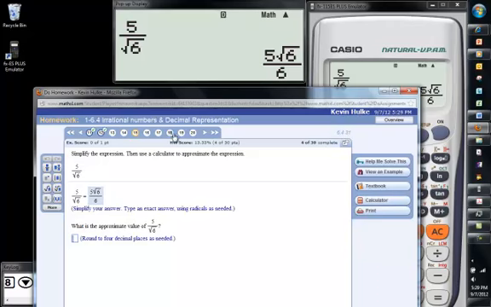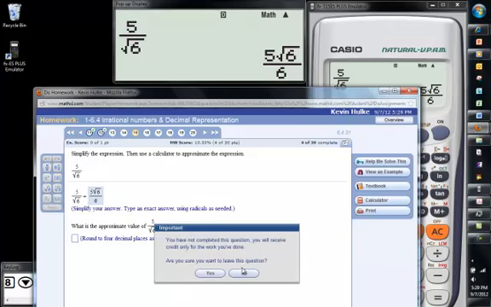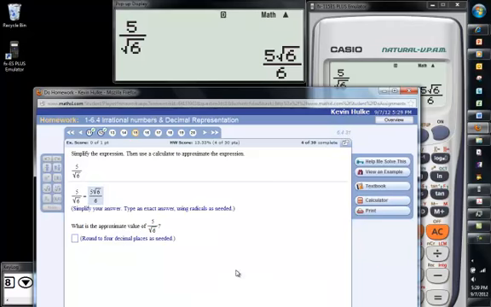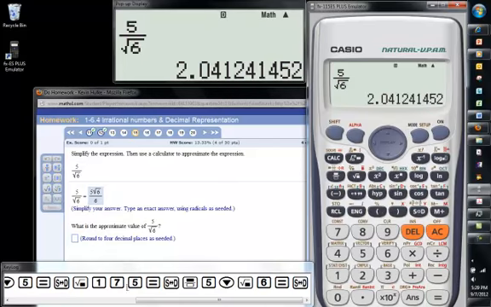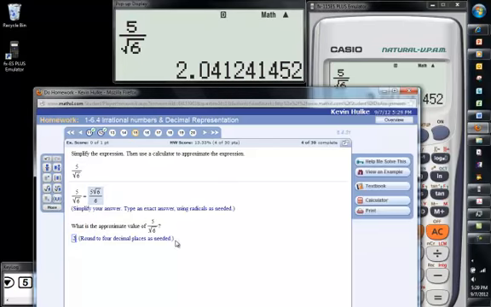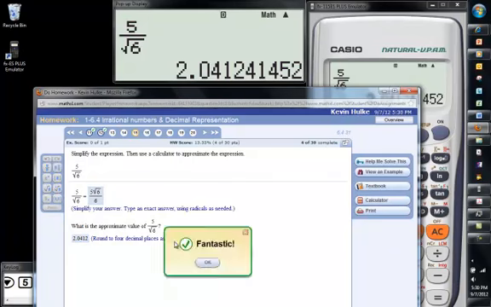And then the last thing that I'd like to show you that our calculator does, I thought I answered this one, maybe I didn't. Give the 4-digit approximation, 2.0412. That's supposed to be a 4, not a 5. Okay, now we can do that.